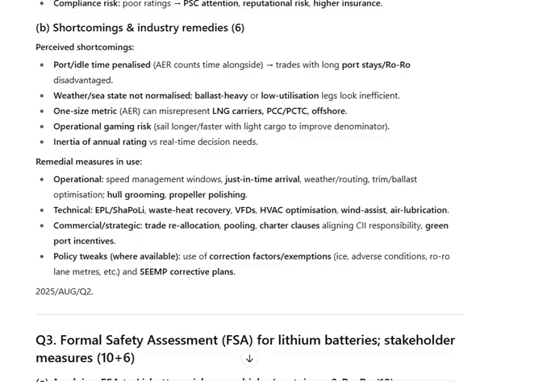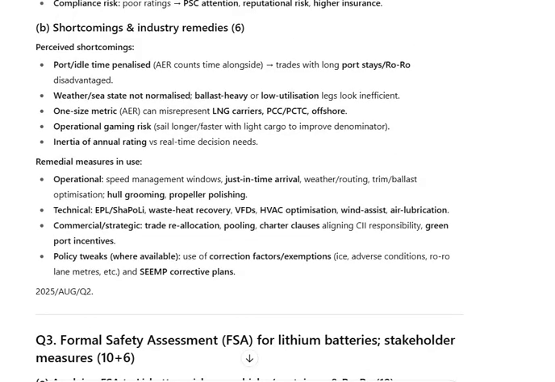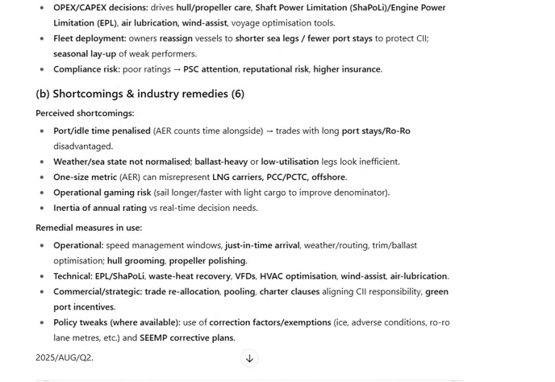Remedial measures in use: operational speed management windows, just-in-time arrival, weather routing, trim and ballast optimization, hull grooming, propeller polishing. Technical measures: EPL, ShaPoLi, waste heat recovery, VFD, HVAC optimization, wind assist, air lubrication. Commercial strategy: trade reallocation, pooling, charter clauses aligning CII responsibility, green port incentives. Policy tweaks, wherever applicable: use of correction factors and exemptions, that is for ice class, adverse conditions, ro-ro lane, etc., and SEEMP corrective plans. All these things will be the remedial measures.